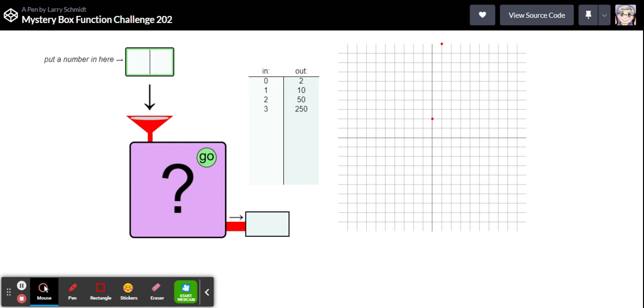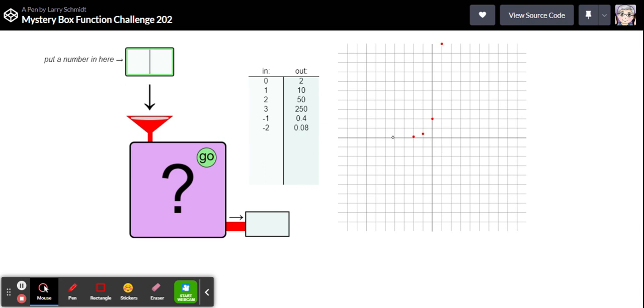Okay. I think I might know what's going on. Let's try some negative numbers. Right. -1 gives us 0.4. -2 gives us 0.8. So are you thinking what I'm thinking?